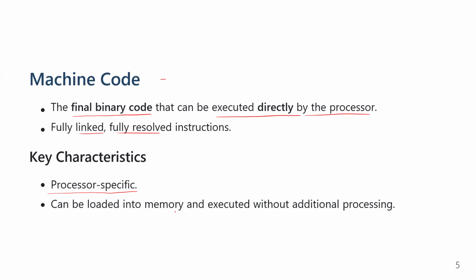And machine code can be loaded into memory directly and can be executed without additional processing. So as soon as you get machine code, you're down to the fetch-execute cycle, where you can start executing this code through the normal fetch, decode, execute process. There's no need for additional processing. You can immediately load the machine code and run it then and there.